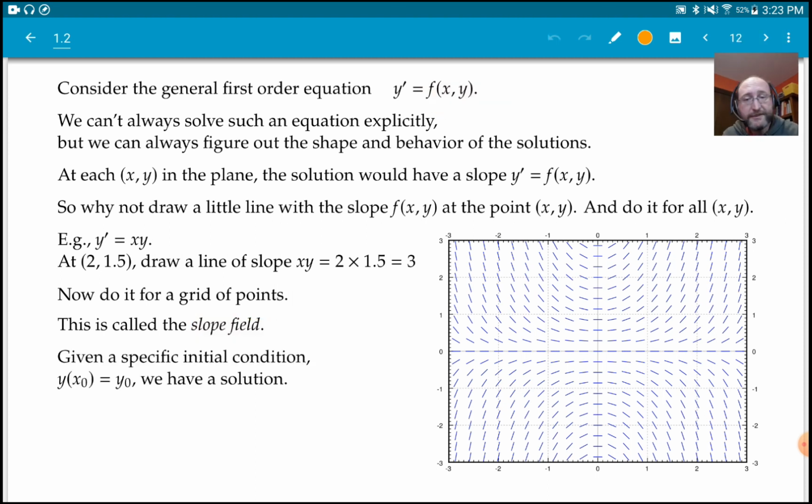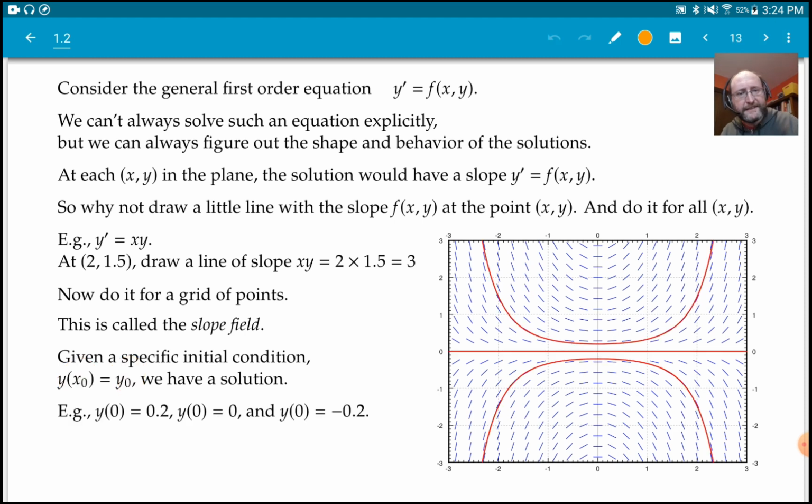Now, given a specific initial condition, right? So given some x naught, we have that y is supposed to be y naught, right? Well, then we have a solution, right? I mean, there is a solution even if we can't find it, right? But let's suppose that we can find it. Then we could plot these solutions in there. So, for example, here's a couple of solutions.